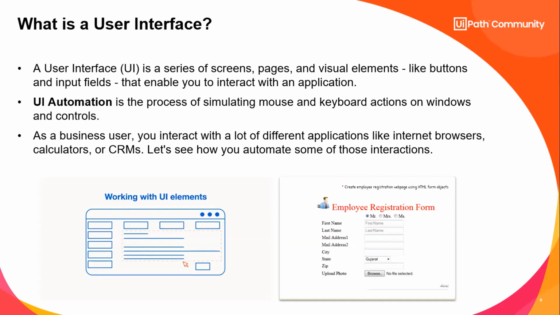Now, as a business user, you interact with a lot of business applications, for example, internet browsers, calculators, CRMs, right? And these are all what comes under the category of user interface automation, right? And we'll be looking at how you can automate most of your interactions with these applications using UiPath StudioX. So that's what it's all about, the user interface term and what UI automation means.